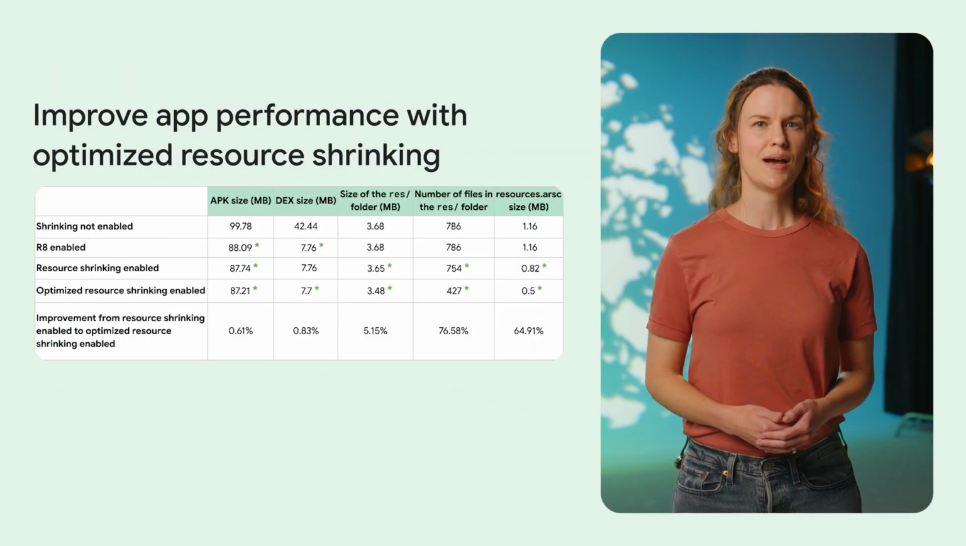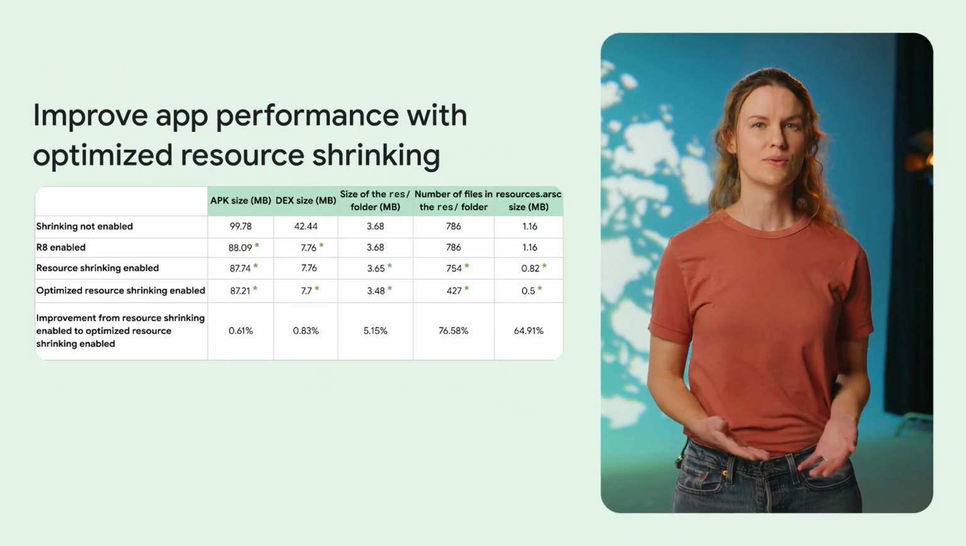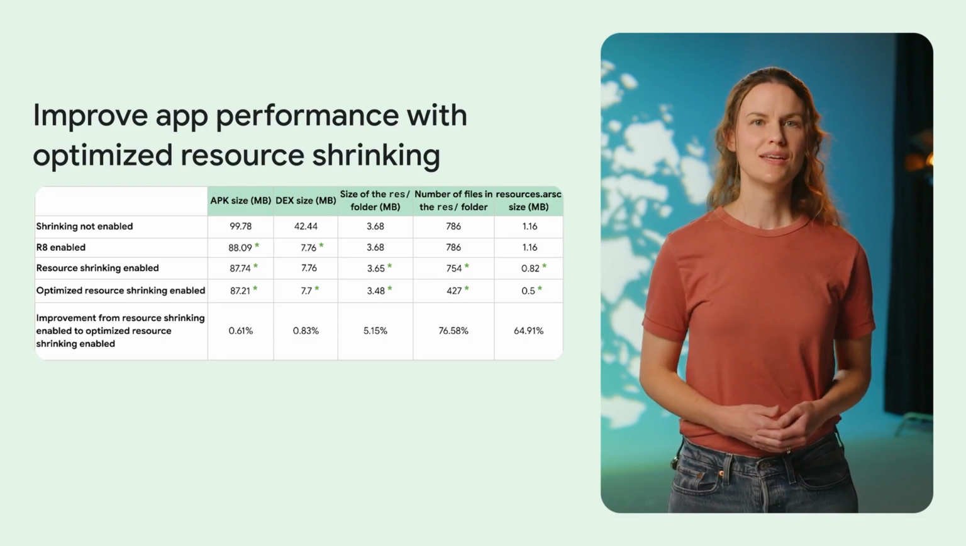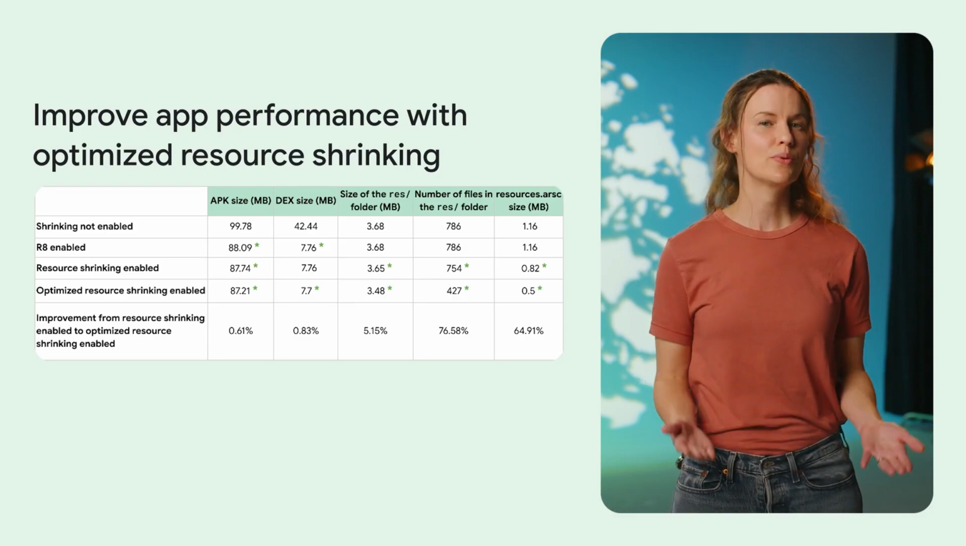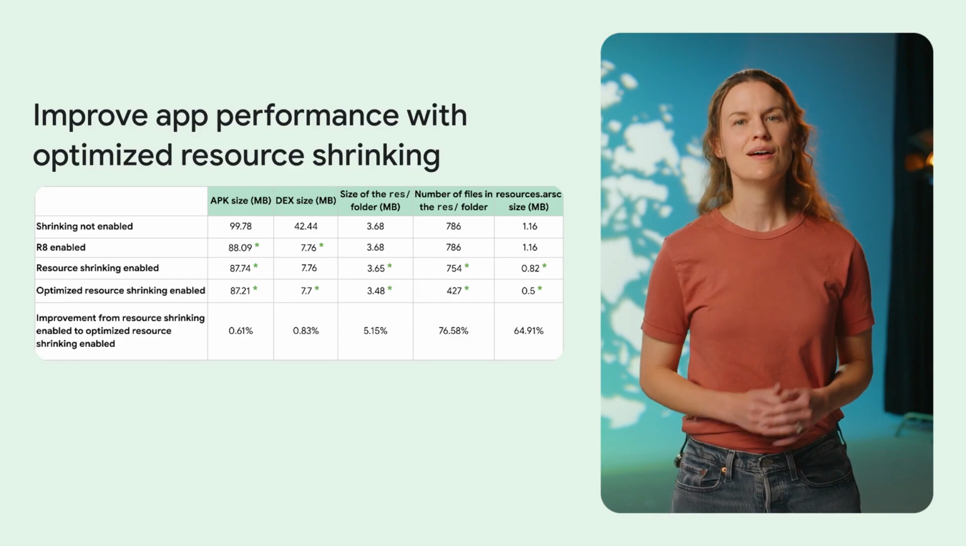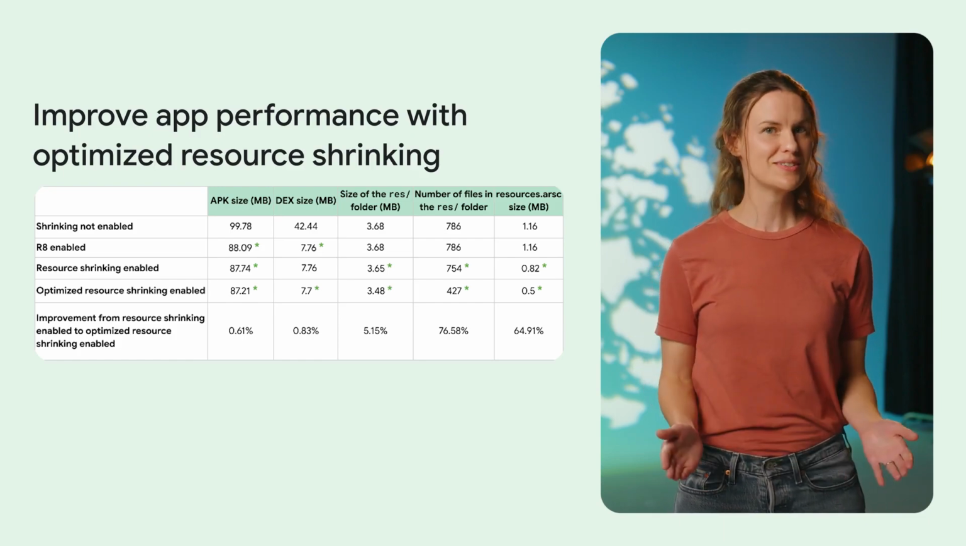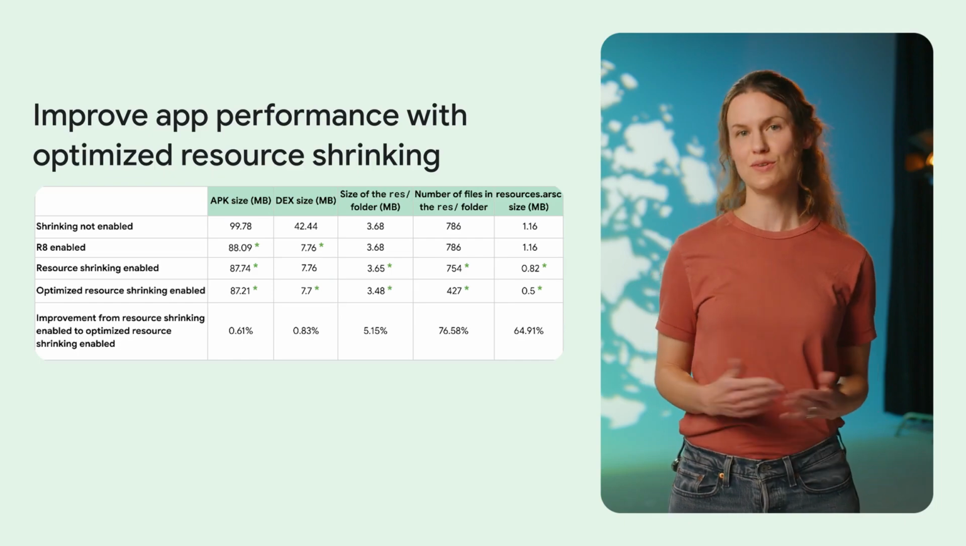R8 streamlines your app by removing unused code and resources, rewriting code to optimize runtime performance, and more. With AGP 8.12, we improved resource shrinking in R8. Opt in to make your app smaller, leading to smaller downloads, faster installations, and less memory used on your users' devices.